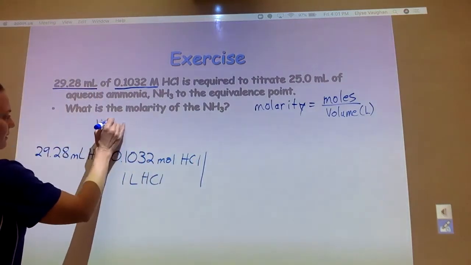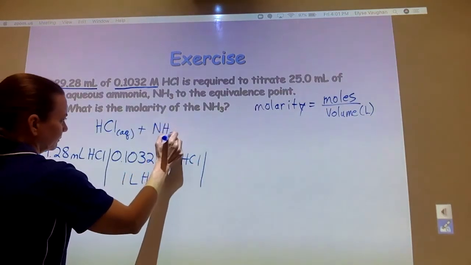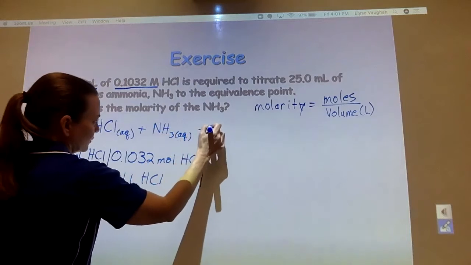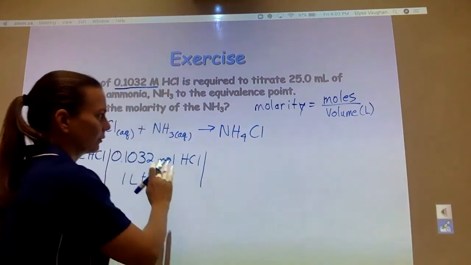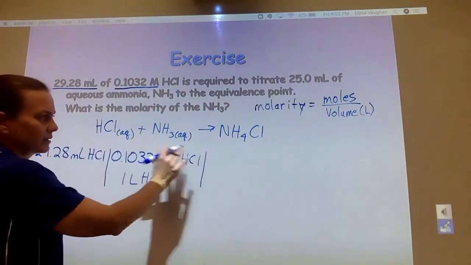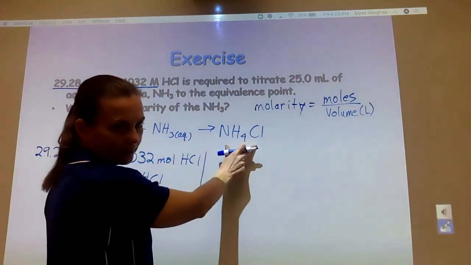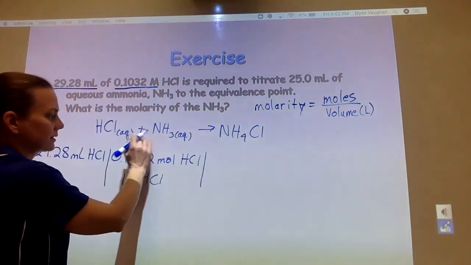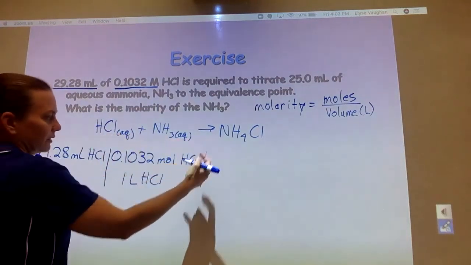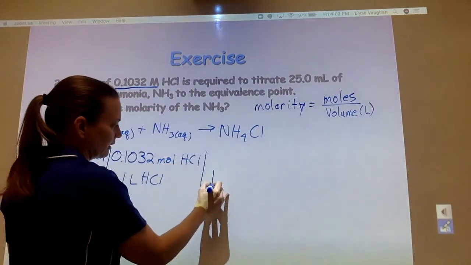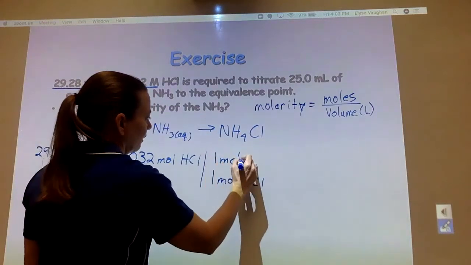So I have hydrochloric acid, and I have ammonia. And these two things are going to come together to give me ammonium chloride. Okay, so we went from having an acid and a base to having a neutral salt. In this case, we're not seeing the water. I promise you it's there, but we have neutralized our acid and our base. Okay, so now I know that this is completely balanced. So this is a 1-to-1 ratio. So 1 mole of hydrochloric acid is 1 mole of ammonia.